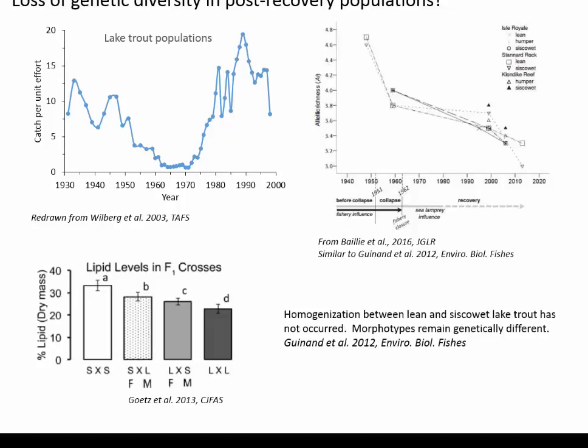And this bottom graph, though, is from Guertz, this paper, where they said, you can correct me if I get this wrong, that homogenization between lean and siscowet trout has not occurred. So hybridization is not the reason that we're seeing that similarity between leans and siscowets.